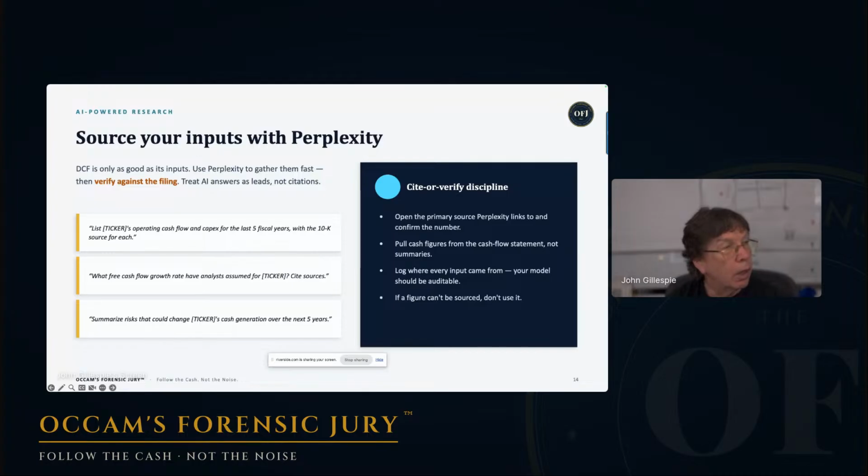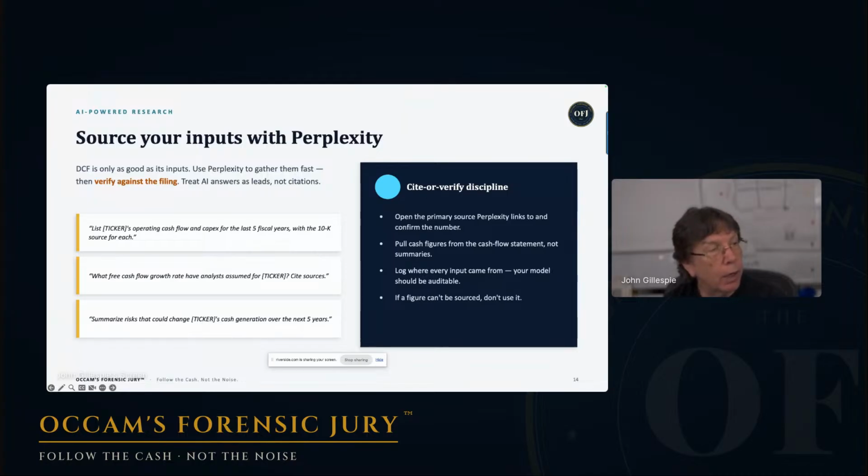Then you can ask it, what free cash flow growth rate have analysts assumed for this ticker? So now you can look to see, okay, is the growth rate that I have in my DCF realistic based on what real world people are doing for this company?